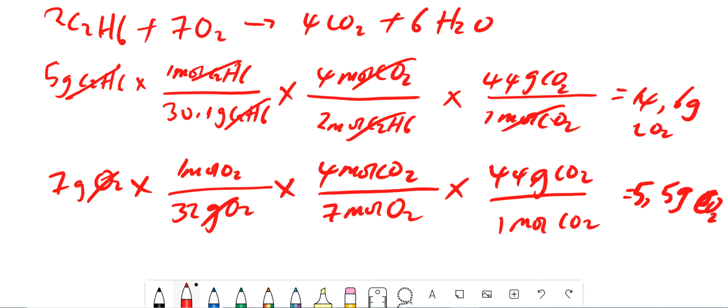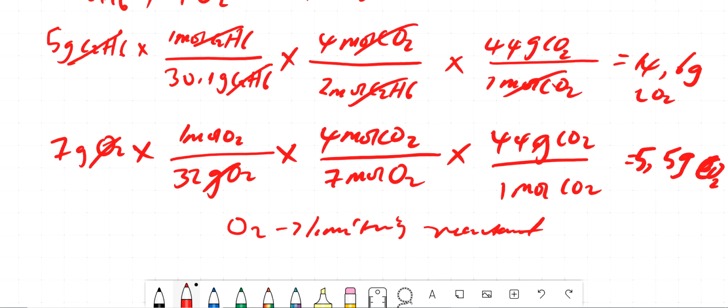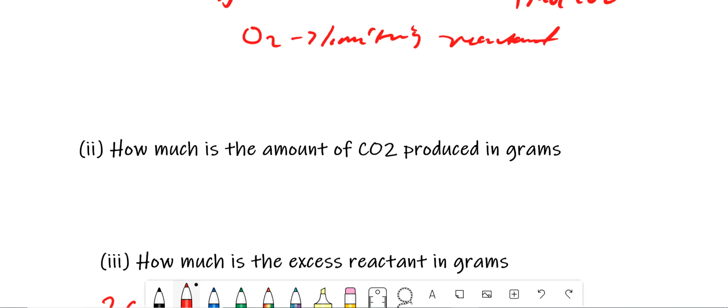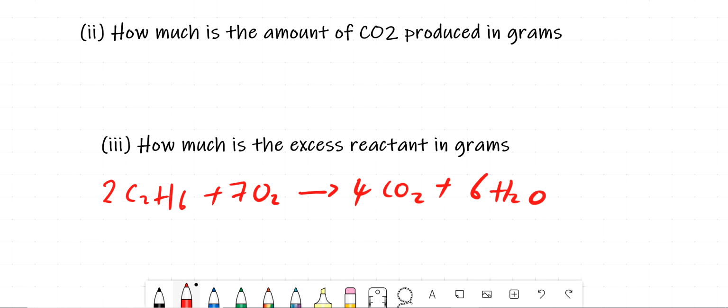The limiting reactant is the one that gives rise to less product. So in this case oxygen is the limiting reactant, which means ethane will be in excess. Okay, so we are done with the first question. Let's go to the next question.